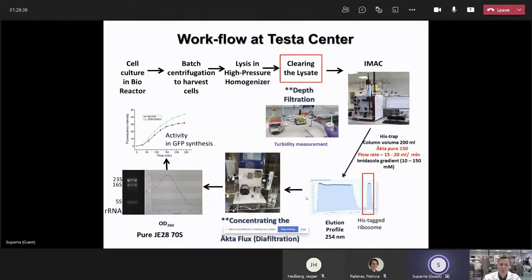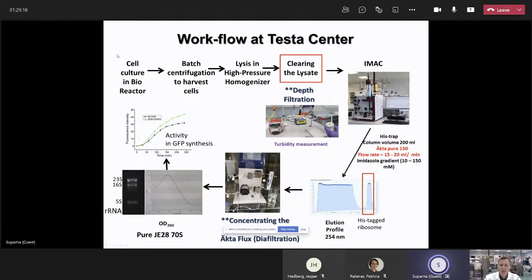And then we were fortunate to be able to get a project slot through Uppsala University's agreement with Jesper Hedberg's Testa Center. With incredible help from them, and thanks to my brilliant group members who have developed the entire process almost automated, it gives very high quality ribosomes in very little time. I will quickly go through the steps and then focus on the filtration steps.